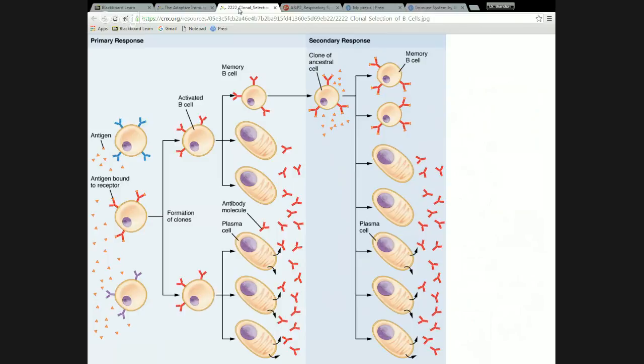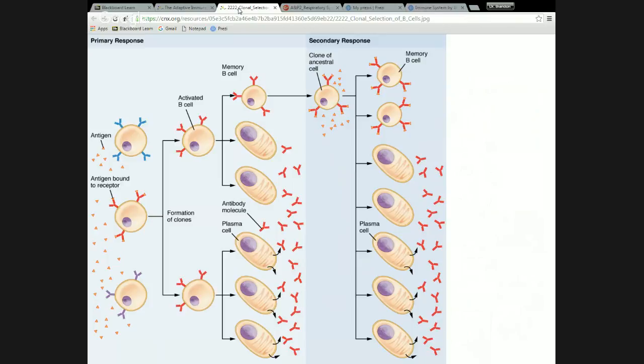Some people can get chickenpox twice, but that happens because the initial exposure is weak and they don't work up a full immunity to it. And so the second time they get chickenpox, it's still the primary response. And they finally build up an immunity to it, and any subsequent response after that will be a secondary response.